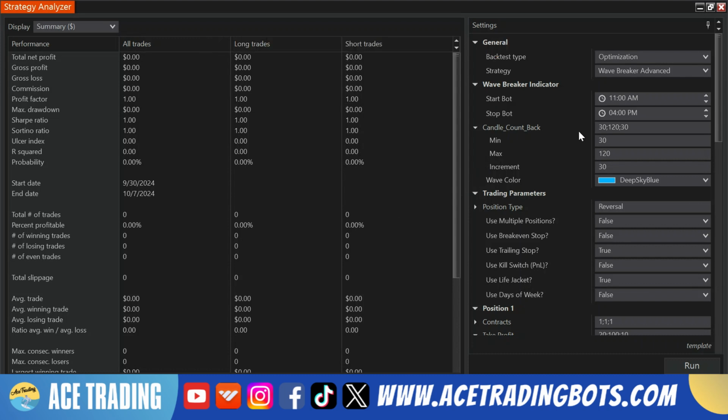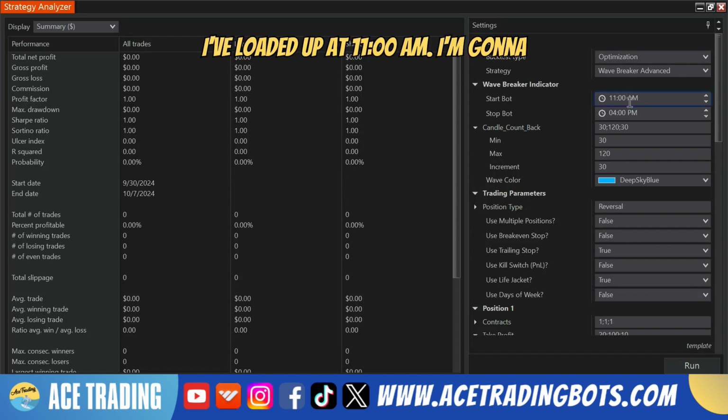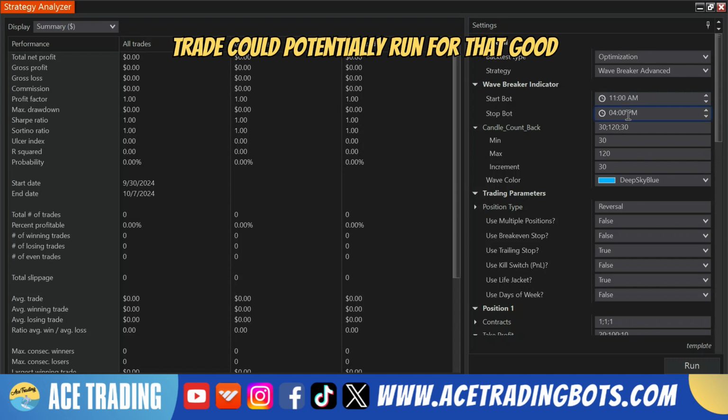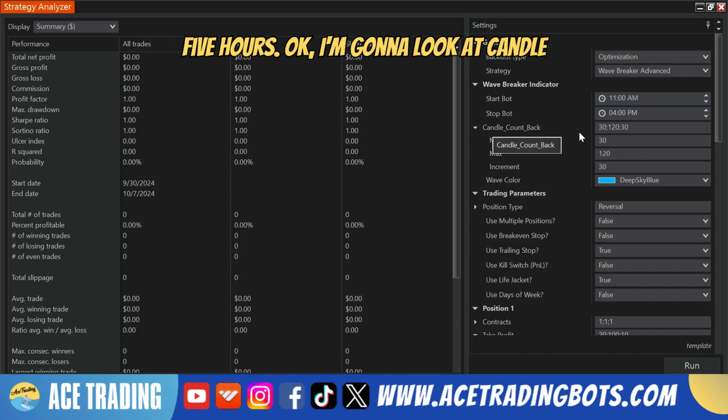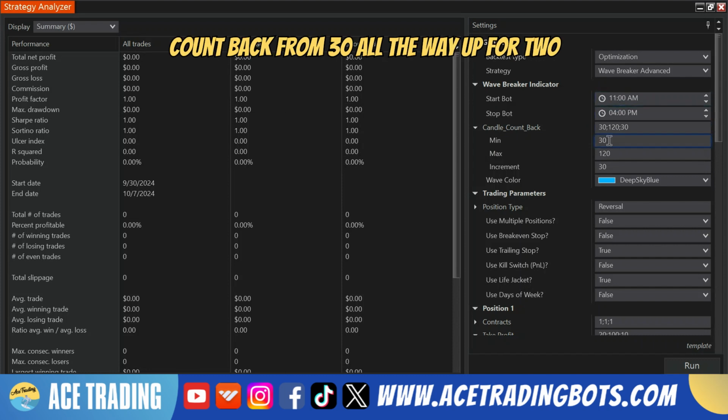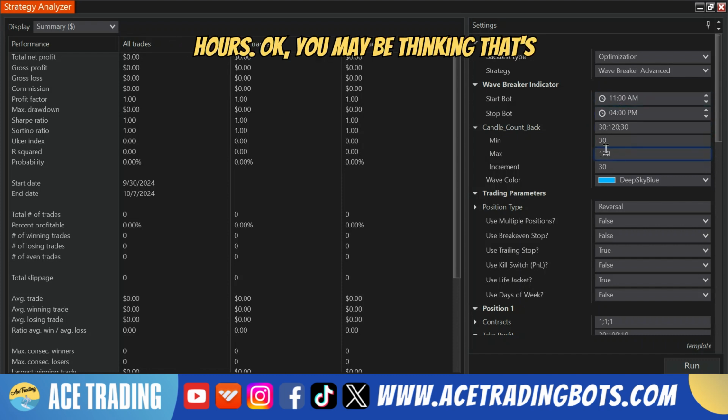Okay, so I've loaded up our 11 a.m. I'm going to optimize all the way up to 4 p.m. So the trade could potentially run for that good 5 hours. Okay, I'm going to look at candle count back from 30 all the way up for 2 hours. Okay, you may be thinking that's past the open, but that's okay. I'm going to use increments of 30 minutes. So it's just going to test every 30 minutes.